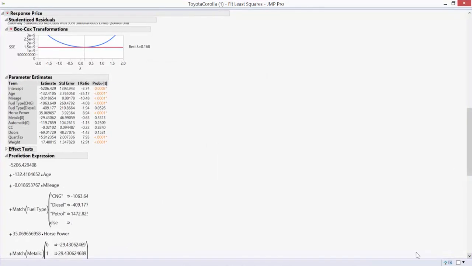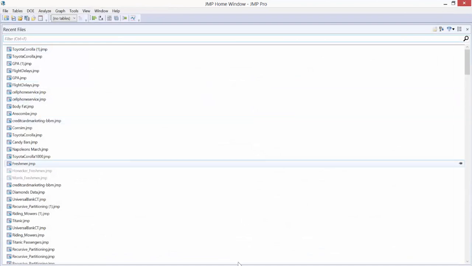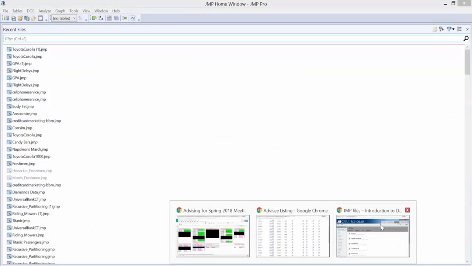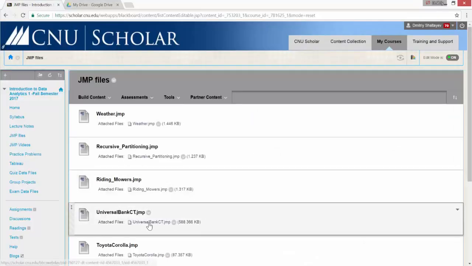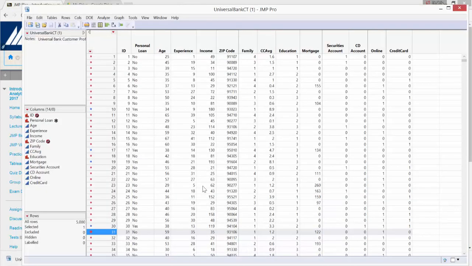But let's actually start with, let's close out this file, okay? And let's go ahead and open up the file that we used a long time ago. This one, right there, Universal Bank CT. Let's see if we can get us started with logistic regression, okay? So in this file, there it is, personal loan.